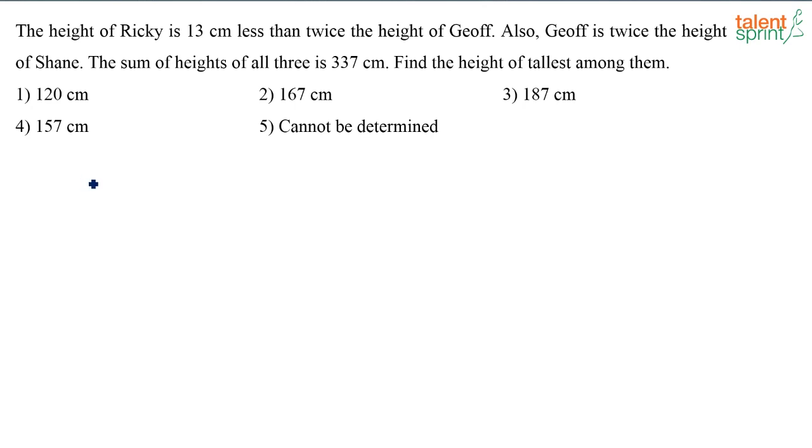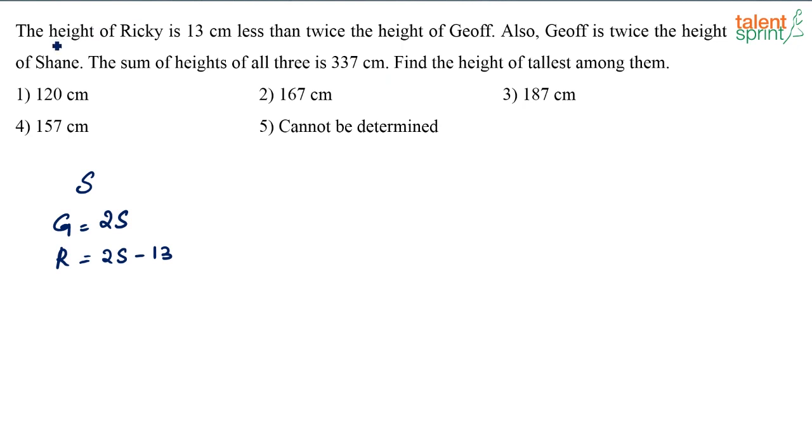See, if I take Shane's height to be S, what is Jeff's height? Jeff's height is twice the height of Shane. And what is Ricky's height? Ricky's height is 13 centimeter less than the height of Jeff, that is 2S minus 13. What is the height of Jeff? Jeff is 2 times the height of Shane, and that minus 13 will give the height of Ricky. So, put together, what is the sum of their heights?